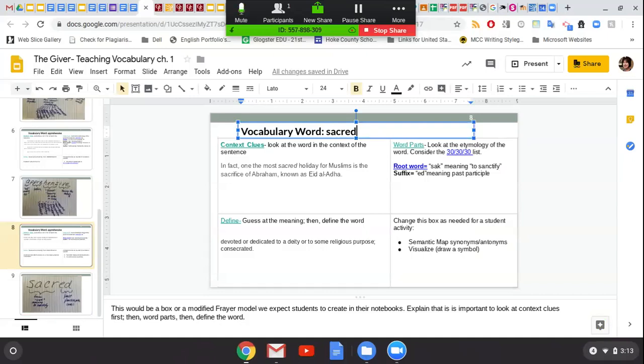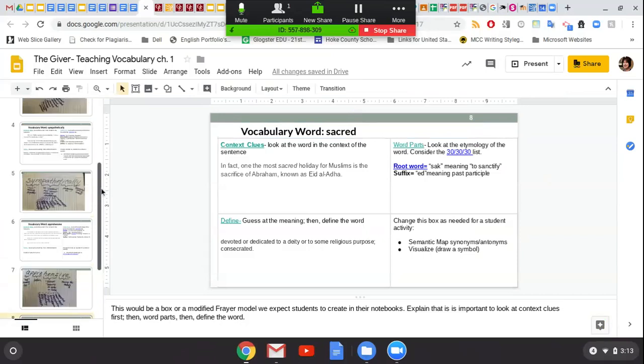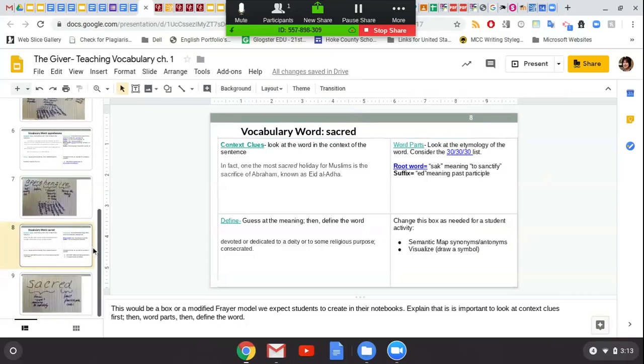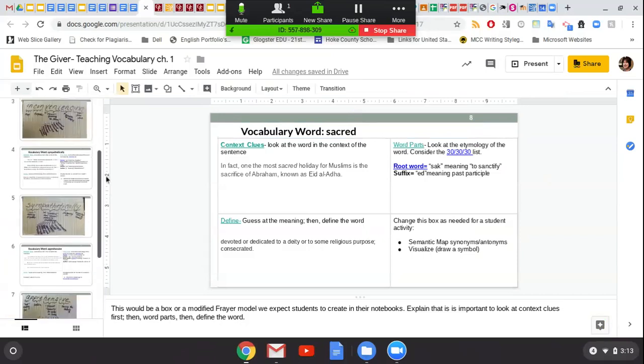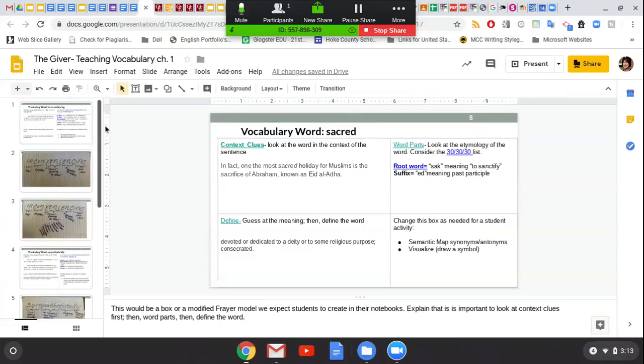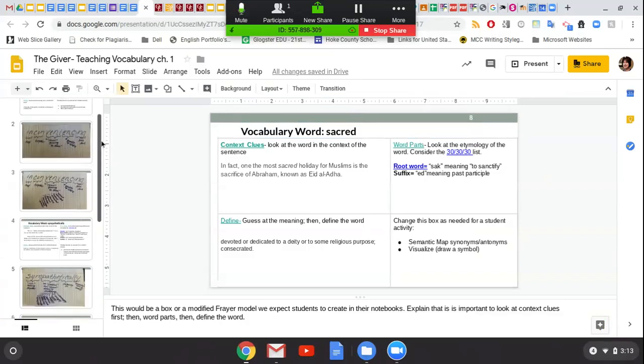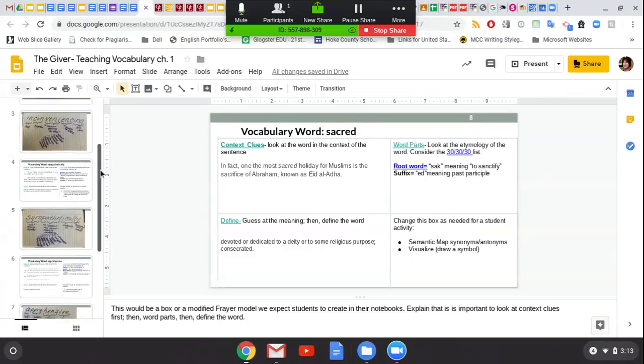Every single word we come across, we're not going to actually teach in a Frayer model. We have to be selective on what words do we think are important, what words might they see again, what words do have great word parts that they could learn a lot of words, or the way that a lot of words are working with one root word.